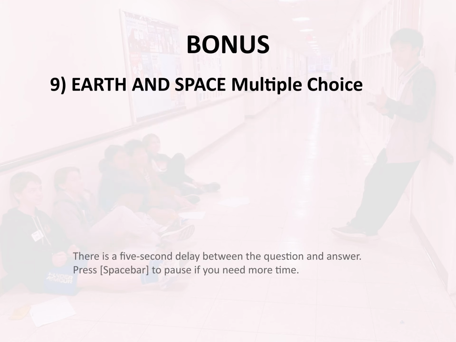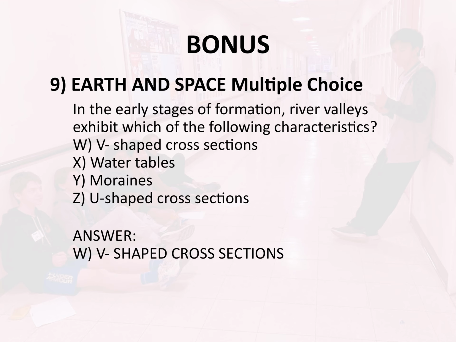Bonus 9. Earth and space multiple choice. In the early stages of formation, river valleys exhibit which of the following characteristics? W. V-shaped cross-sections. 10. Water tables. Y. Moraines. Z. U-shaped cross-sections. Answer. W. V-shaped cross-sections.